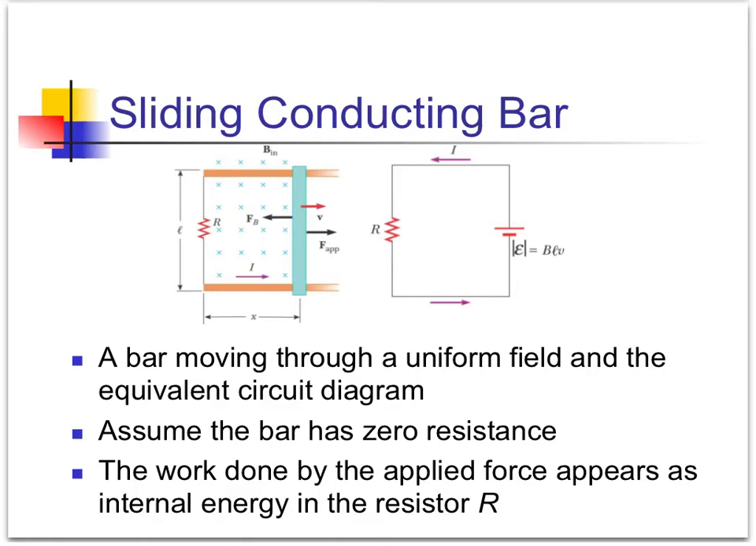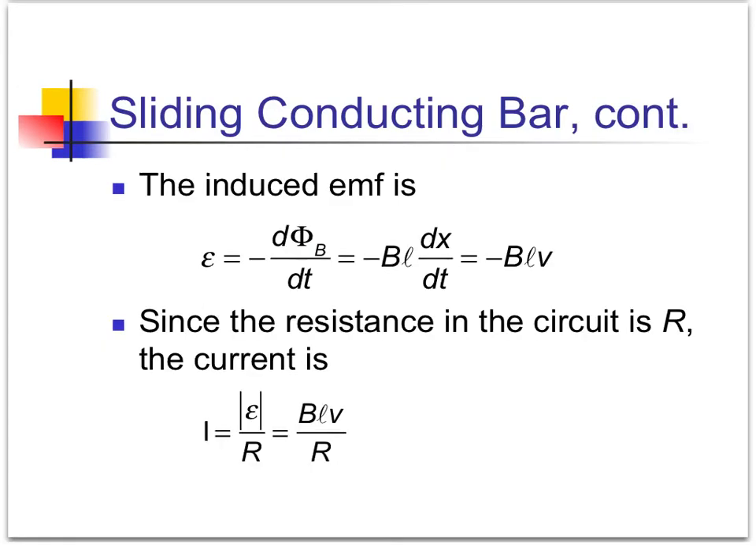The induced EMF is d flux dt, and so the flux is BLx. B and L, the length of the bar, aren't changing, so the only thing that's changing is dx/dt, where x is the width of the loop, and dx/dt is just the velocity, so the induced EMF is BLV. And since the resistance in the circuit is R, the current from Ohm's law is E over R, which is just BLV over R.